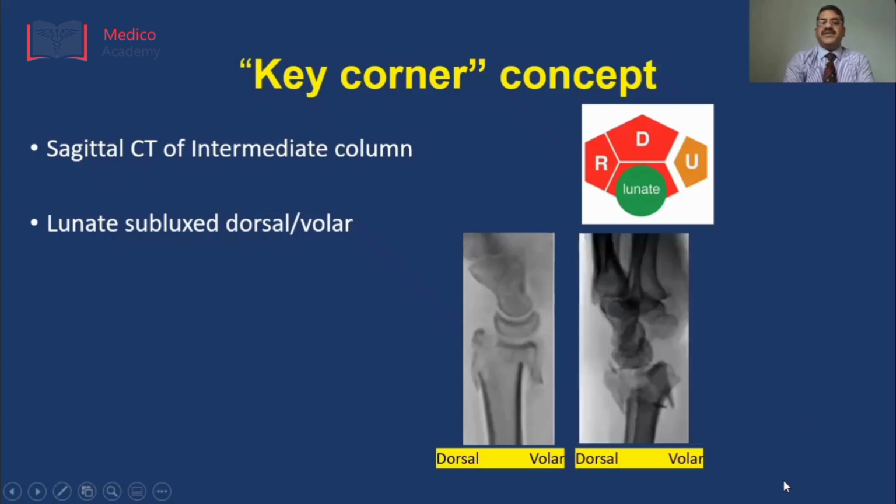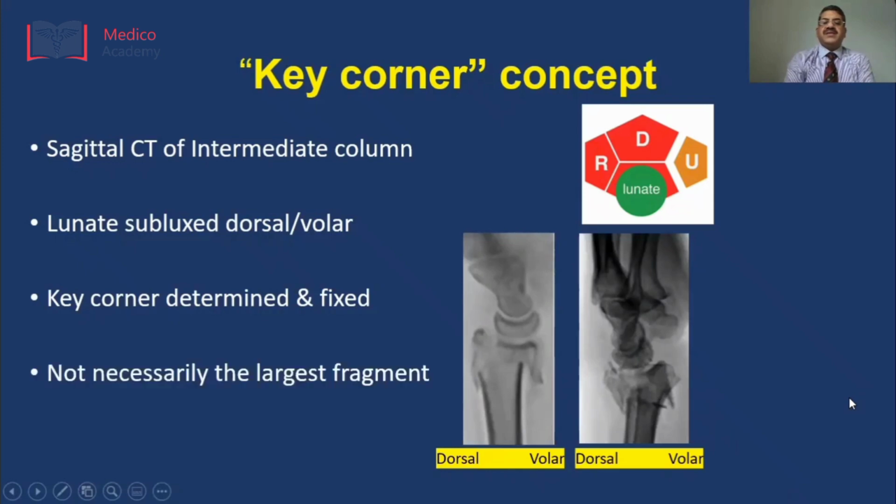On the other hand, if you take this fracture, this also has comminution both volarly and dorsally, but you see the lunate has displaced dorsally. So the key corner here is this dorsal fragment, and this needs to be buttressed. So the key corner needs to be determined and fixed for each intra-articular fracture involving the intermediate column. And they may not necessarily be the largest fragment. It has to be appreciated.